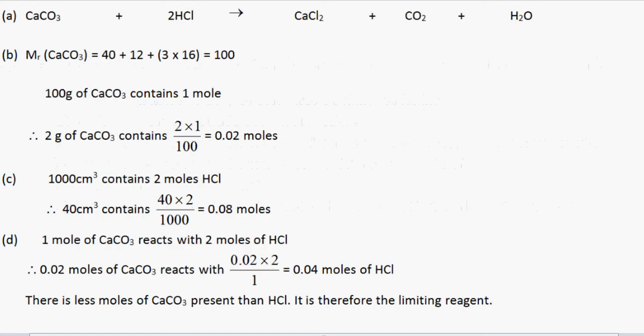Okay, so calcium carbonate plus hydrochloric acid produces calcium chloride and carbon dioxide and water. You're adding a carbonate and an acid. We expect to get a salt, carbon dioxide, and water. And we have to balance the equation as well.